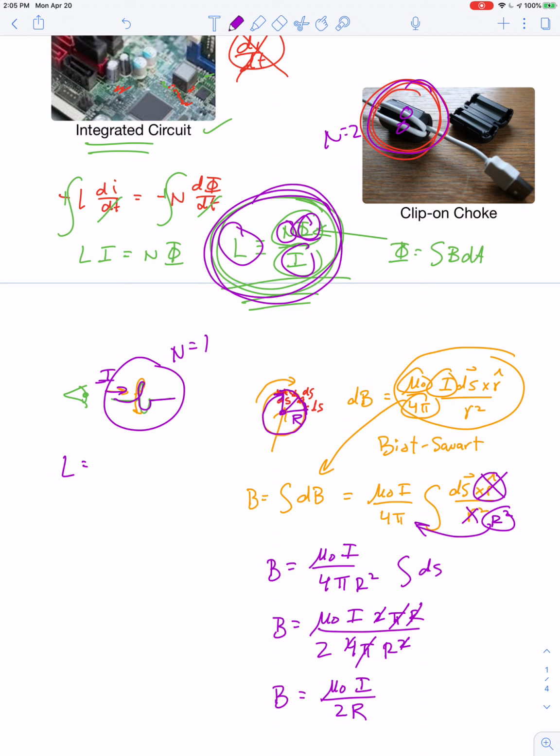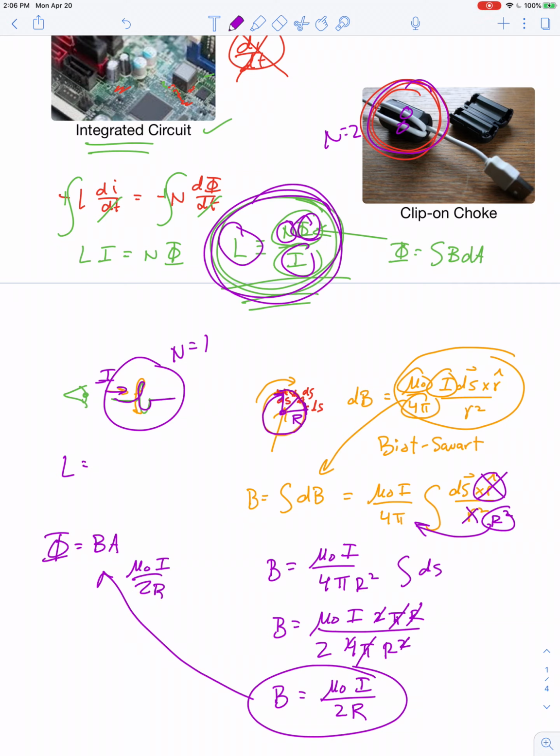So phi, how do we get this? Well, you might make the mistake of saying phi is just B times A. We just found B. It's mu naught I over 2r. And I know the area of a circle, area is pi r squared. You see the problem with this?